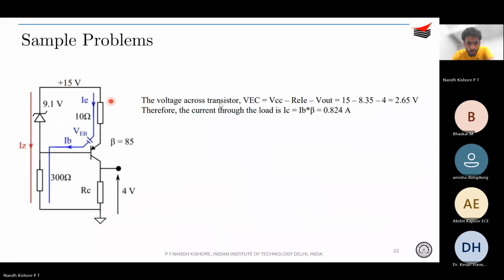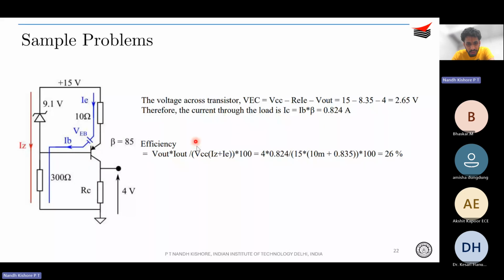Furthermore, you also know what is your VEC, by applying KVL in this loop: 15 minus IE RE minus VCE minus IC RC equal to 0. Therefore, you know what is your VEC. And since your VEC is known, you can find out the total efficiency. The current through the load is given by IB into beta, so IC is known.